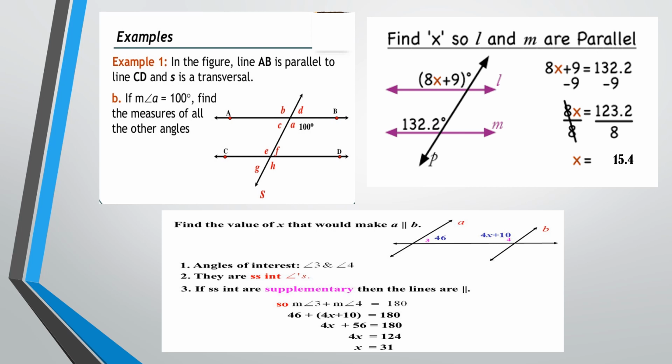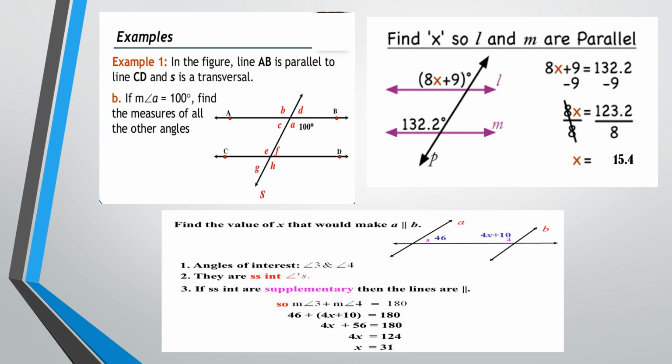Find the value of x that would make A parallel to B. Number 1, angles of interest: angle 3 and angle 4. These are supplementary interior angles. If same-side interior angles are supplementary, then the lines are parallel. So this is how to get the x.